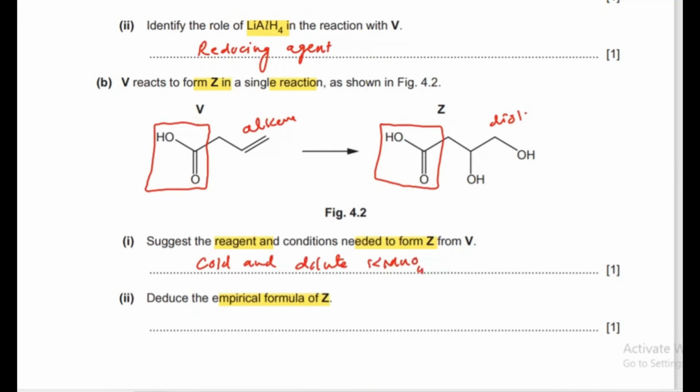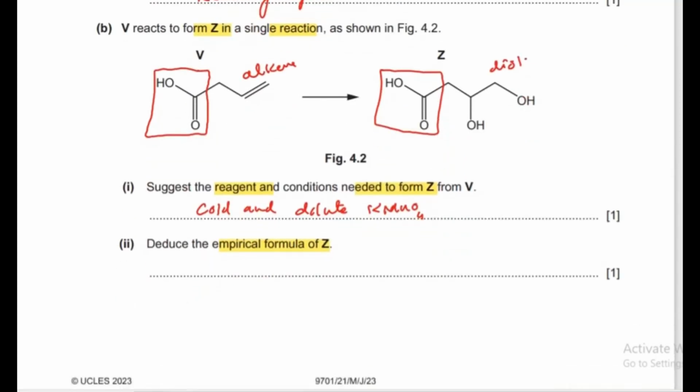Deduce the empirical formula of the C. So first of all, just have a look at the molecular formula. This part is CH2. This is CH. This is CH2. This is C. So just count the carbon atoms: 1, 2, 3, 4. So there are 4 carbon atoms. Then count the oxygen: 1, 2, 3, 4. There are 4 oxygen. How many hydrogen atoms are there? 2, 3, 4, 5, 6, 7, 8. So there are 8 hydrogen atoms.